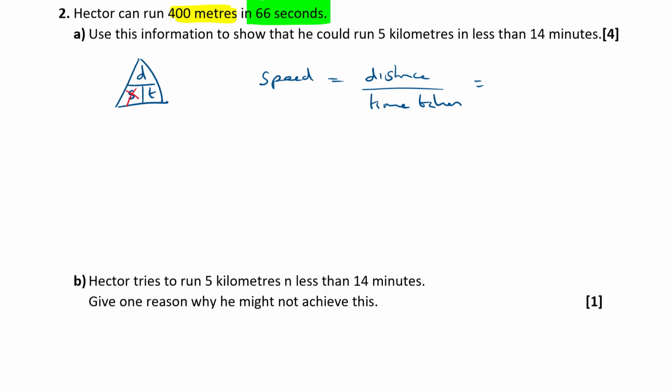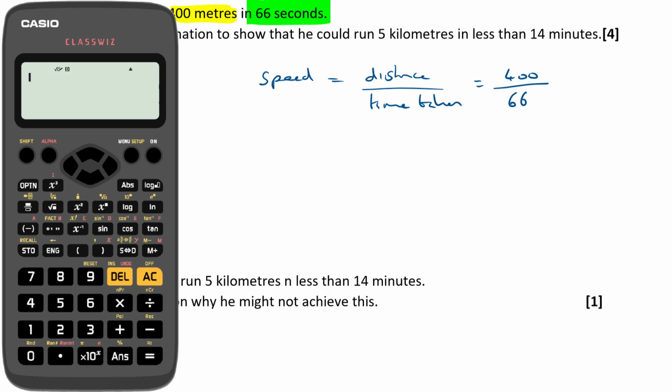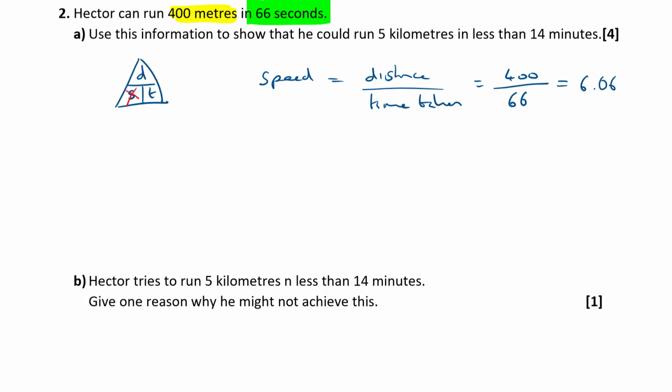So that would be 400 meters in 66 seconds. So calculator, what's 400 divided by 66? That comes out to be 6.06 recurring, 6.0606. I'm just going to round it off to 6.06. So that is 6.06 meters per second, isn't it? That's the speed they're traveling in.